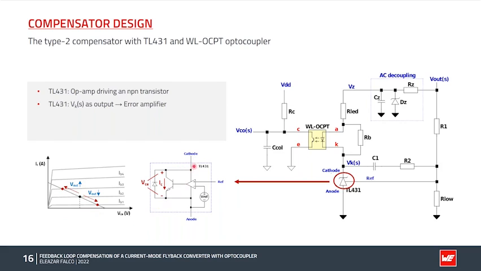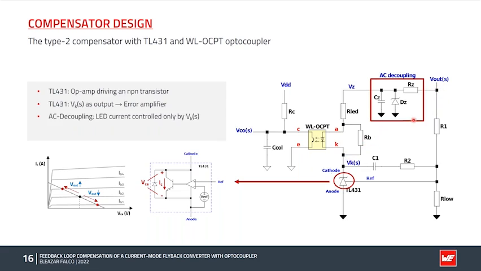So if the cathode voltage of the TL431, which corresponds to the collector emitter voltage of the TL431 output transistor, is taken as the output, then we can see the TL431 acting as an error amplifier, and the cathode voltage of the device will control the LED current through the LED optocoupler, based on the converter output voltage, of course.